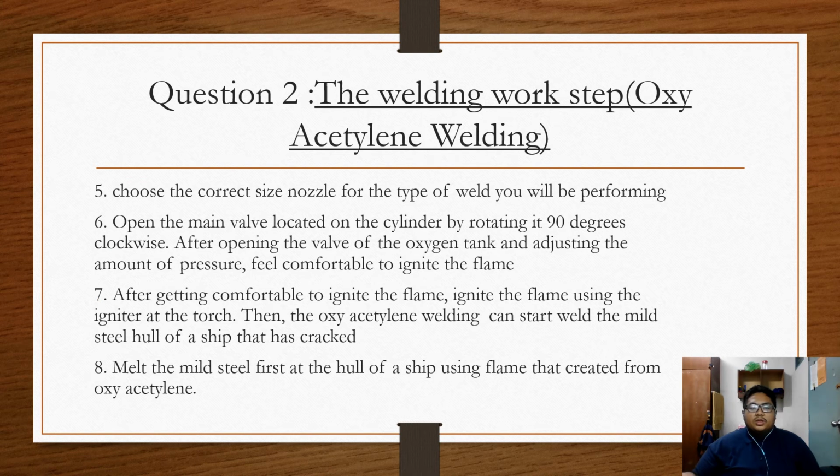Number 5. Choose the correct size nozzle for the type of weld you will be performing. Number 6. Open the main valve located on the cylinder by rotating it 90 degrees clockwise. After opening the valve of the oxygen tank and adjusting the amount of pressure, feel comfortable to ignite the flame using the igniter at the torch. Then, the oxyacetylene welding can start to weld the mild steel hull of a ship that has cracked. Melt the mild steel first at the hull of the ship using the flame created from oxyacetylene.